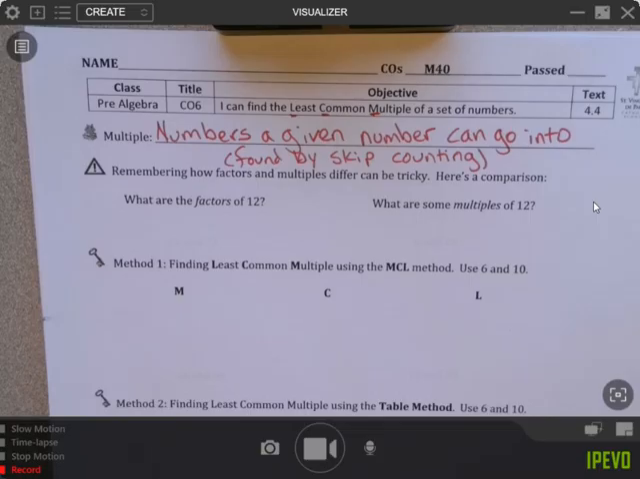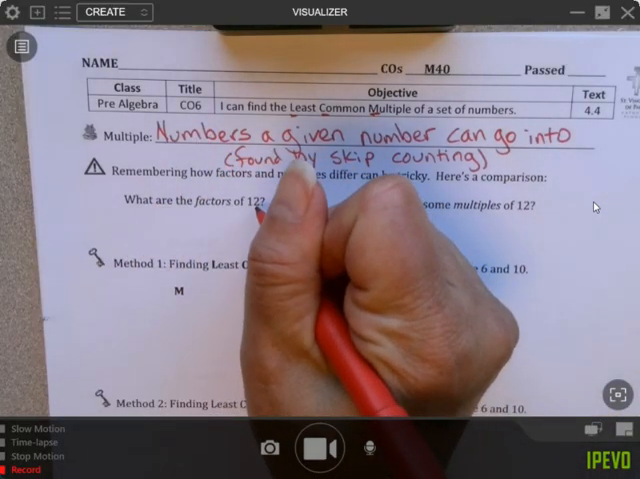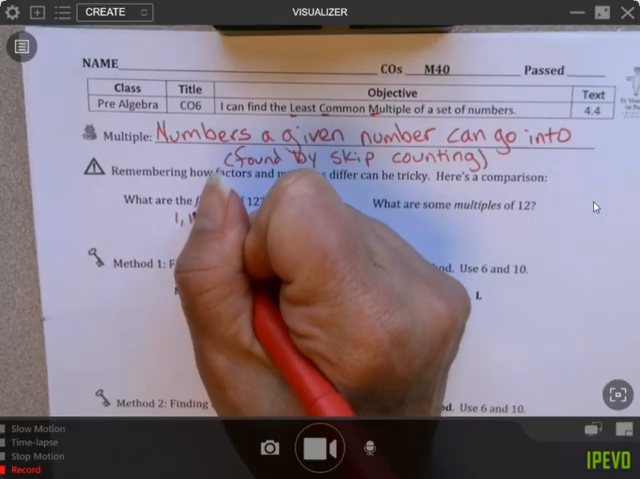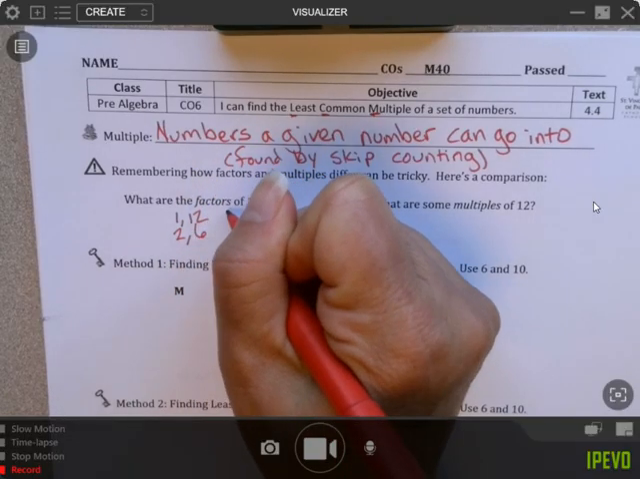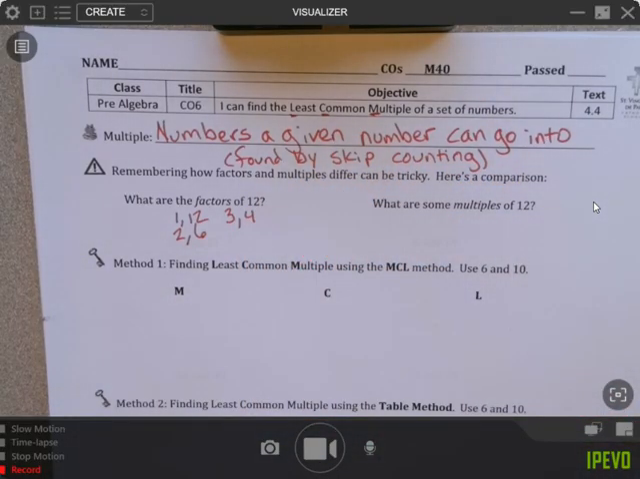Remember how factors and multiples differ can be tricky. There's a lot of my friends in the past that have gotten confused, and when it asks for multiples, they give me the factors. So always remember, factors are the numbers we can break it down into. So factors of 12 would be 1 and 12, 2 and 6, 3 and 4. So factors, think factor buddies. What number do I multiply with another number to get that given number? So what two numbers multiply together to get 12? 1 and 12, 2 and 6, 3 and 4. Those are factor buddies. So if you see what is the greatest common factor, think factor buddy.